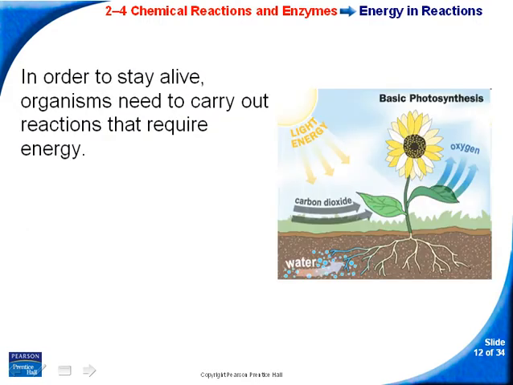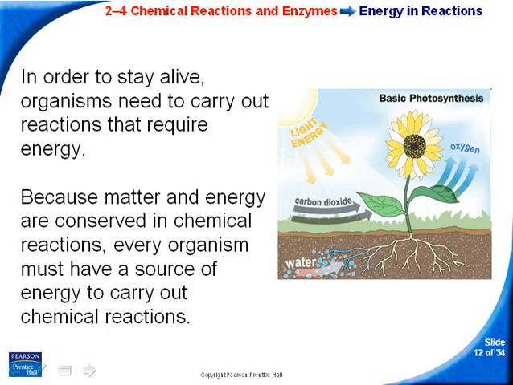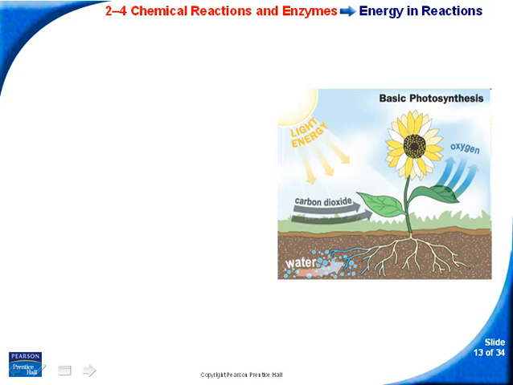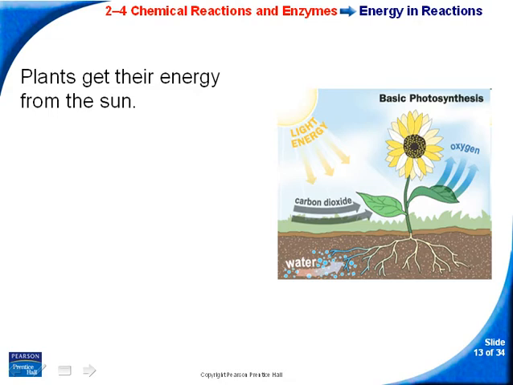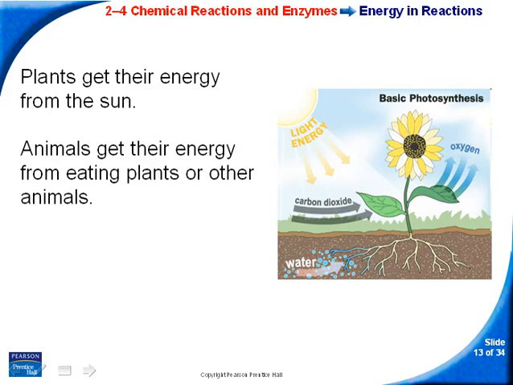In order for organisms to stay alive, they need to do reactions to carry out energy. In this case, we're looking at photosynthesis, where the plant is actually taking in light energy from the sun. In order for organisms to carry out chemical reactions, they're going to have some source of energy. Once again, plants get their energy from the sun, and animals need to get their energy from eating plants or other animals.